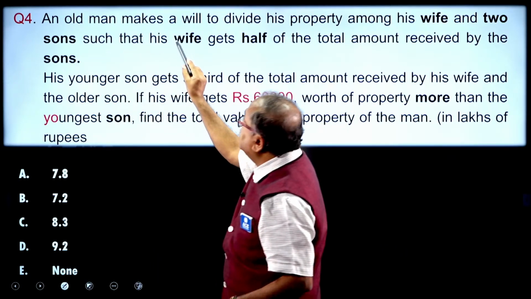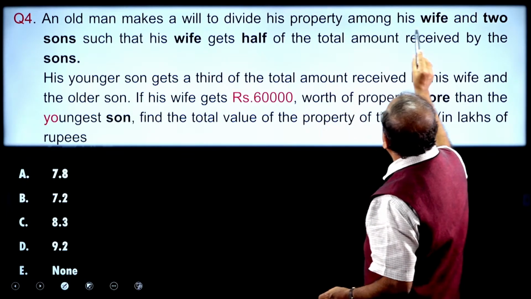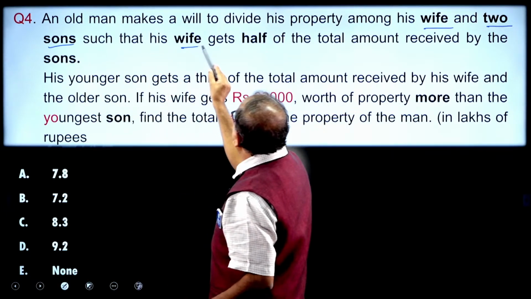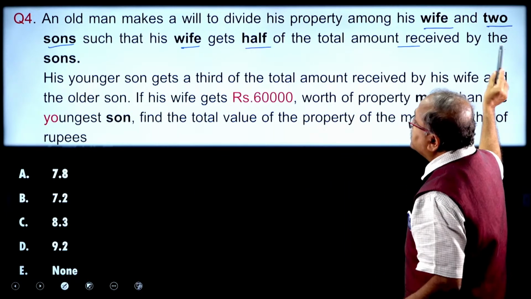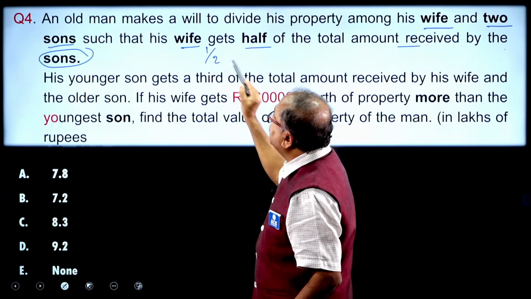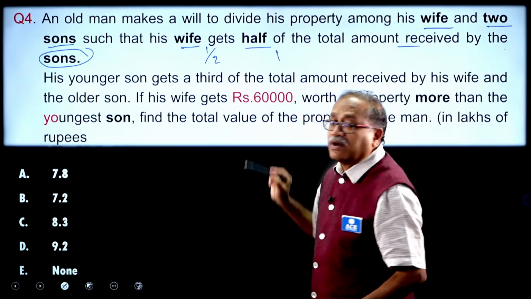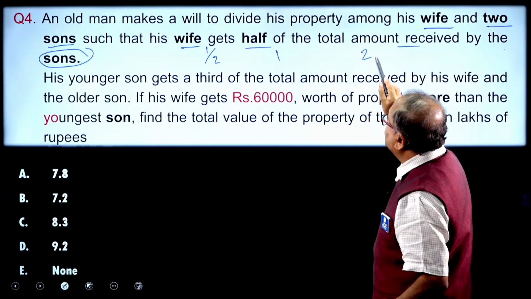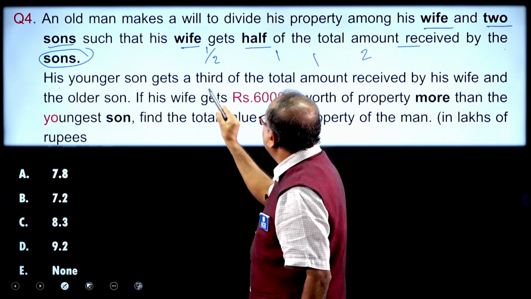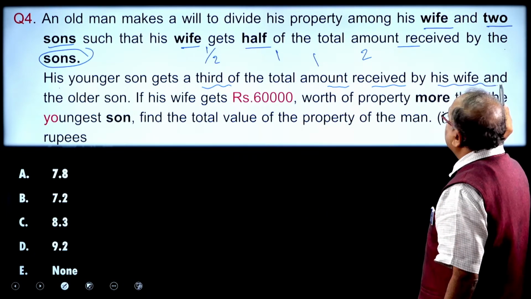An old man, it is a very good question, my dear friend. An old man makes a will to divide the property among wife and 2 sons, such that the wife gets half of the total money received by the sons. So, wife is getting half of the money received by the sons. If the son is getting 1, then the wife is getting half. If the son is getting 2, the wife is getting 1. Okay. His younger son gets a third of the total amount received by his wife.